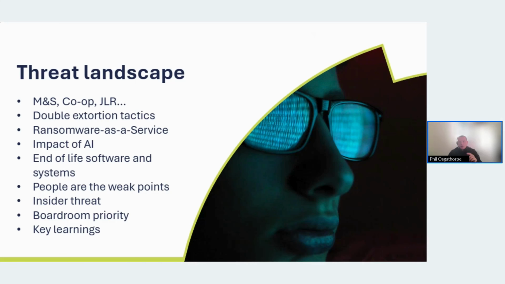As was the case for the organizations already mentioned, so M&S, Co-op, JLR, people are generally the weak point in any organization. It's easy for human error to happen. We're all busy trying to manage a number of different things. It only takes one set of credentials to be leaked for an organization to potentially succumb to a cyber attack. One of the best technical controls to have in place to protect against this is multi-factor authentication and putting it across every aspect of your business.